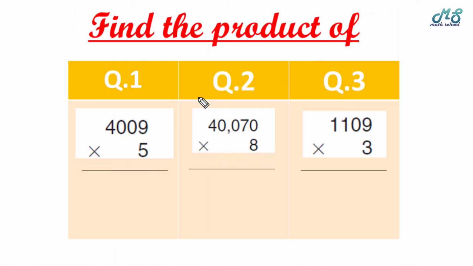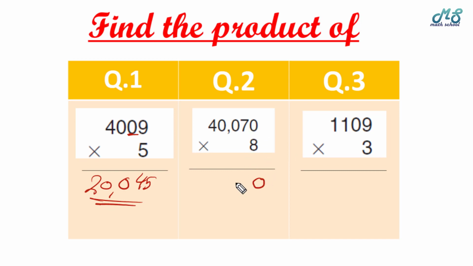Find the product of 4,009 times 5. First, 5 times 9 equals 45. Write all 45 because we have zeros in the multiplicand. Next, 5 times 0 equals 0. 5 times 4 equals 20. Now we have 20,045.